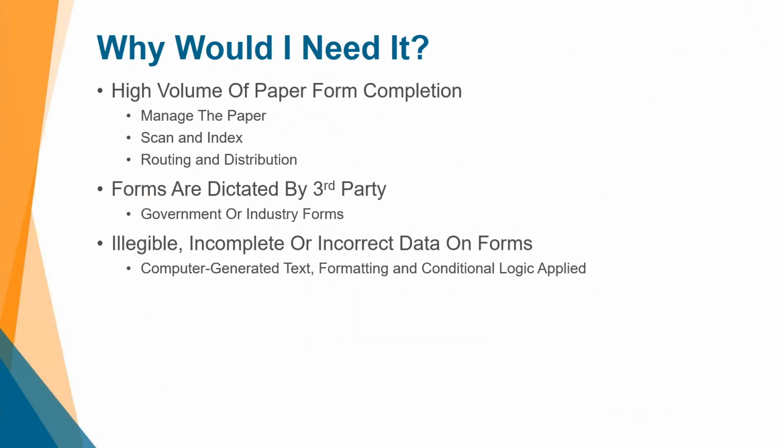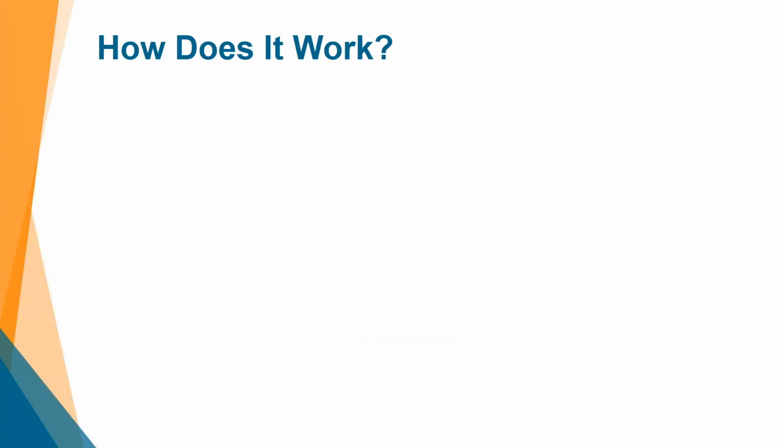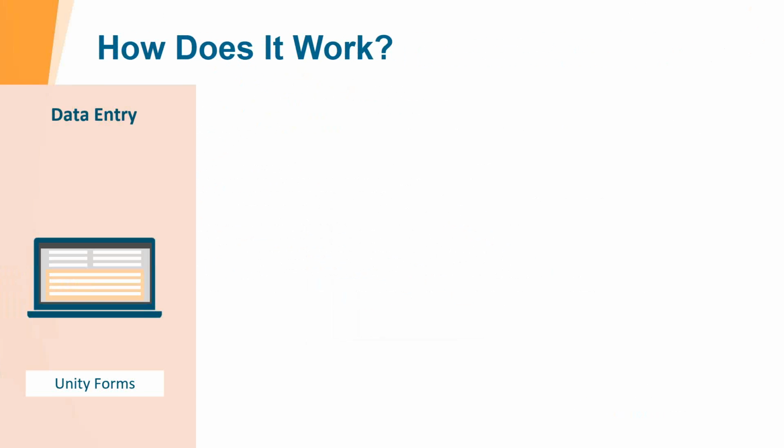So instead, when we're using this image form composition, since we've captured the data via that Unity form, it's computer-generated text that's going to be dropping on the actual form itself, formatted, validated, making sure that all that conditional logic has been applied to capturing that information, ensuring that we have good information on that form when we first generate it. So how does it work?